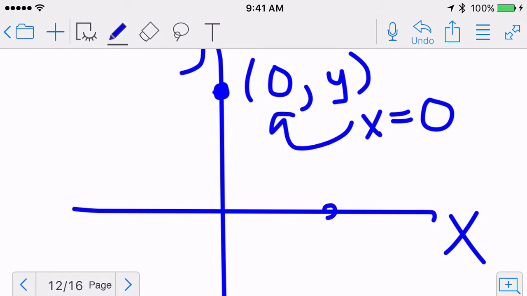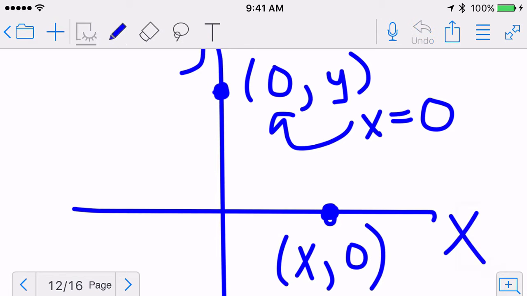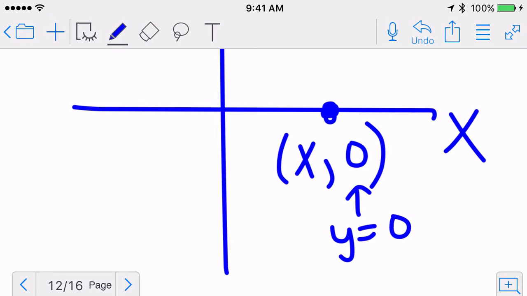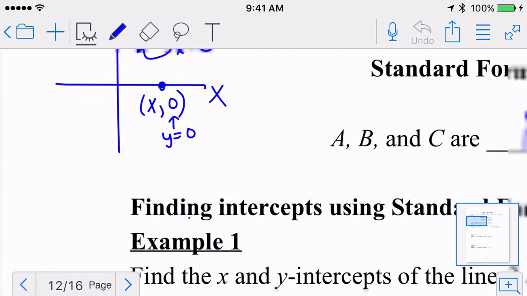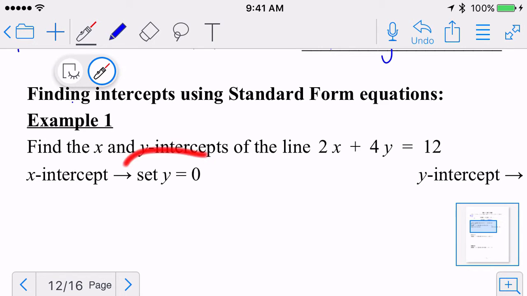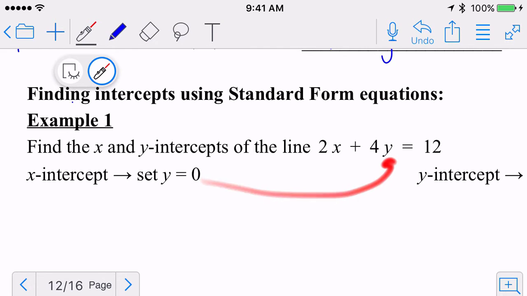Well, same thing for the x-intercept. That is where we're going to cross the x-axis. So that is always going to have some value for the x, but our y value will be 0 there. So our y is always going to be equal to 0. So how we're going to use that is in our standard form equations down here. For our x-intercept, we're going to set y equal to 0 in our equation. So we're going to put 0 in for the y. And then we're going to solve for x. That'll give us the x-intercept.